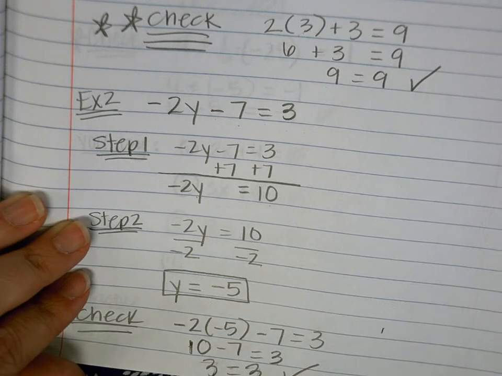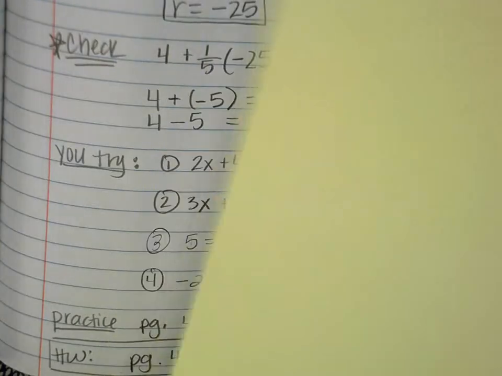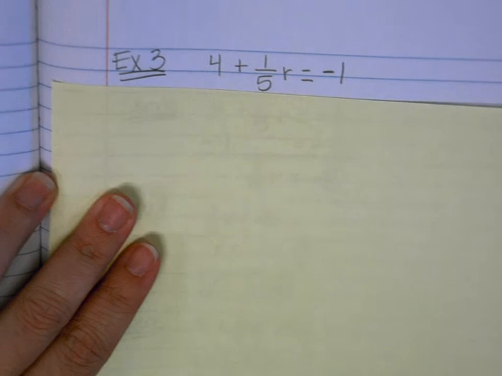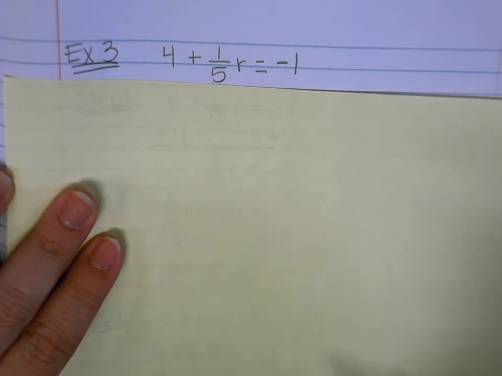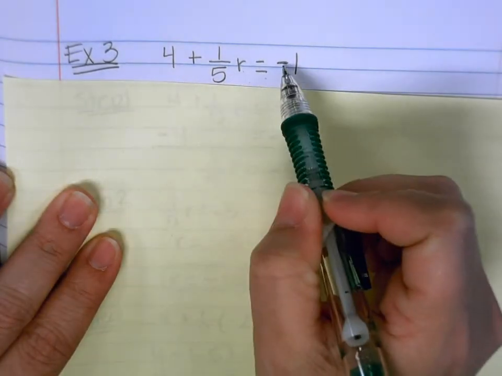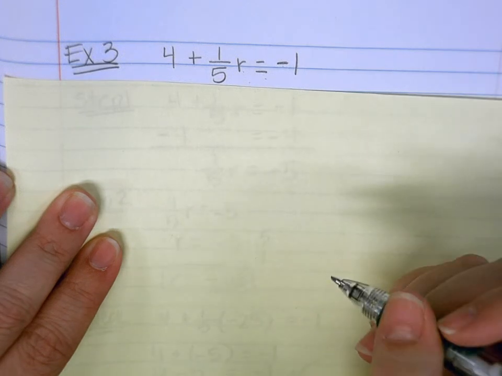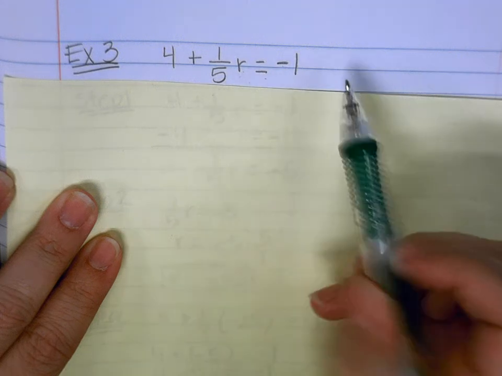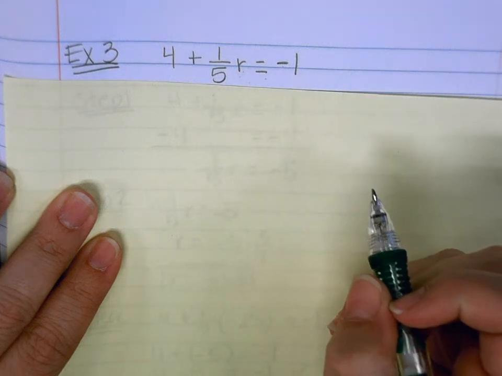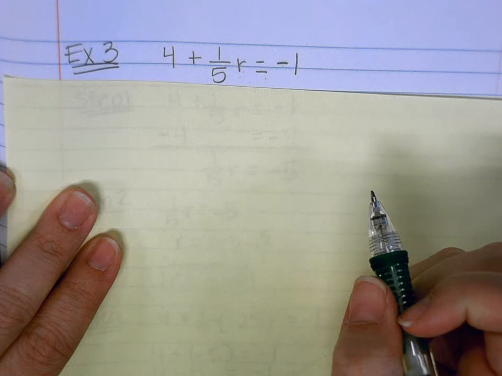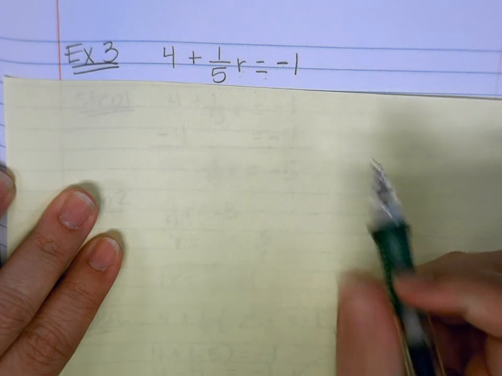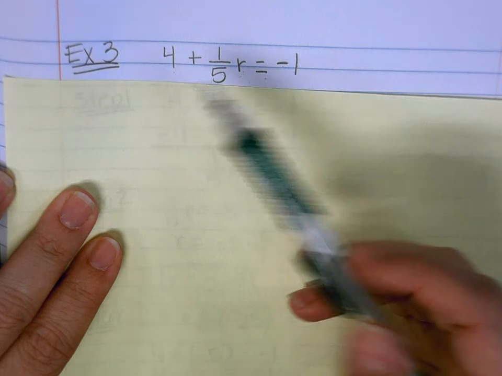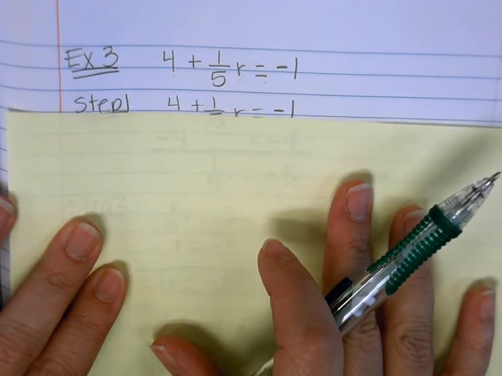But you know sometimes you're going to have to multiply. You guys ready for the next page? Okay. All right. One more example. So we have 4 plus the 1/5 r equals -1. 4 plus 1/5 r equals -1. So what do you guys think I should do first? Subtract what? 4. Good. And why do we subtract 4? Because it's like an imaginary plus sign there, right? So we're going to subtract 4.